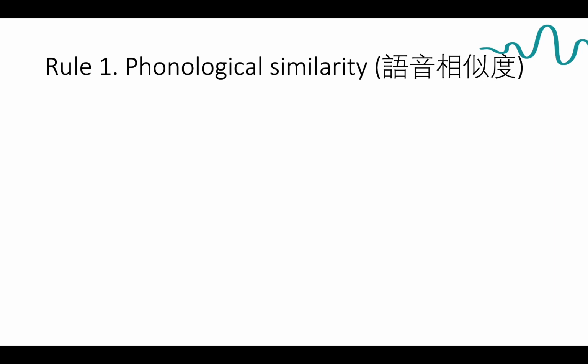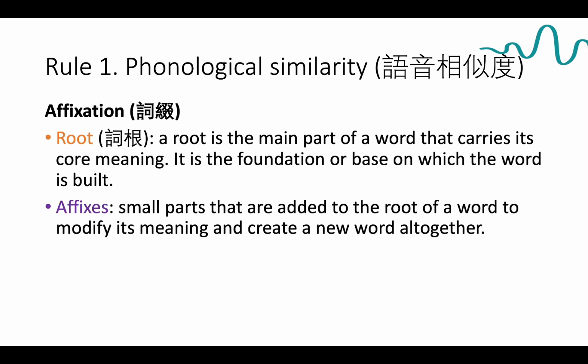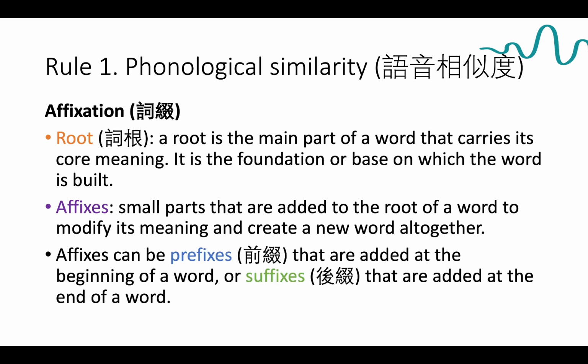First, I would like to introduce the notion of affixation. You can imagine a word with affixation as a tree, consisting of roots and stems. A root is the main part of a word that carries the core meaning. It is the foundation or base on which the word is built. Affixes are the small parts that are added to the root of a word to modify word meaning and create a new word altogether. There are 2 types of affixes, including prefixes that are added at the beginning of a word or suffixes that are added at the end of a word.